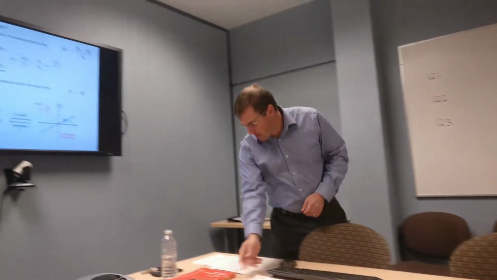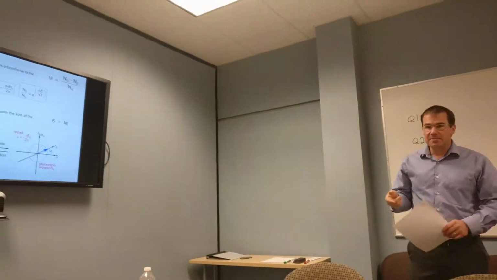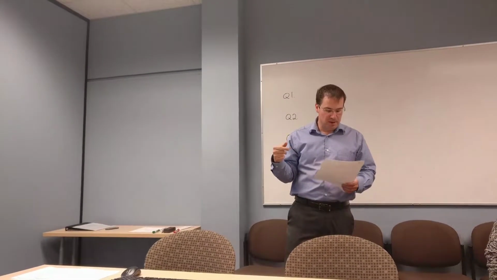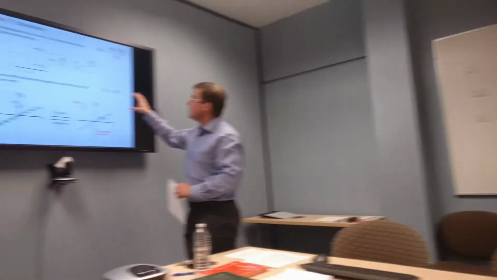I think you would. Okay, so I asked you 3 questions in assignment 1. The first one was to calculate how much better your sensitivity would be for a proton NMR if you went from the 300 to the 500 megahertz instrument. The second one was to think about how much less sensitive a carbon NMR experiment is relative to a proton NMR experiment. And then the third one was to think about the sensitivity of a fluorine NMR experiment relative to a proton NMR experiment. You have all of this already.